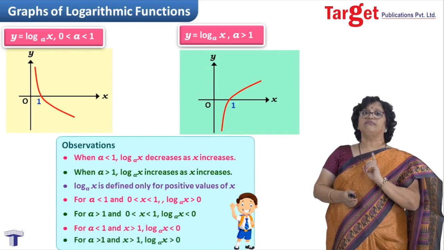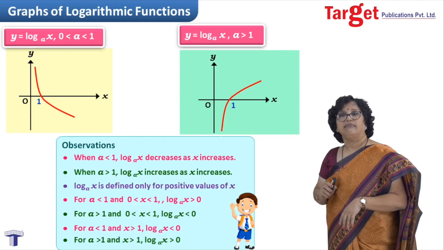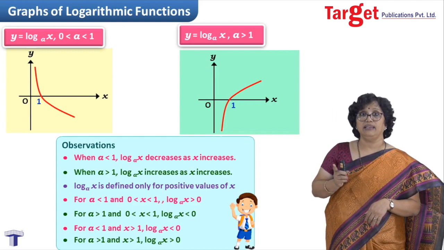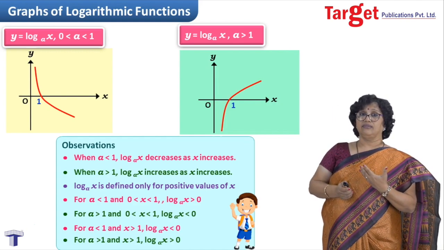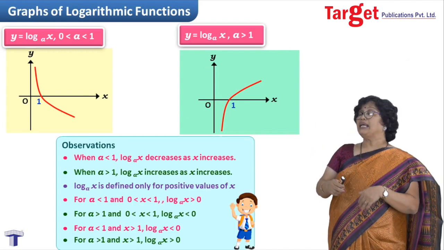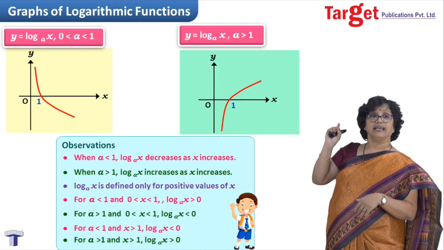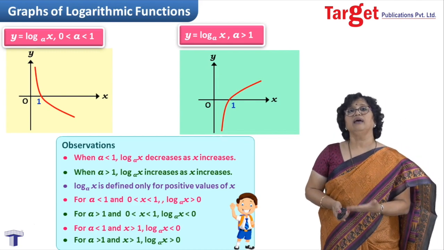I make one more observation about both the graphs, that log x is negative whenever x is more than 1 and a less than 1. I'm talking from the first graph. And the second graph, when you see, what do you get? That log x is positive, or greater than 0, for values of x greater than 1. And that is for a more than 1.